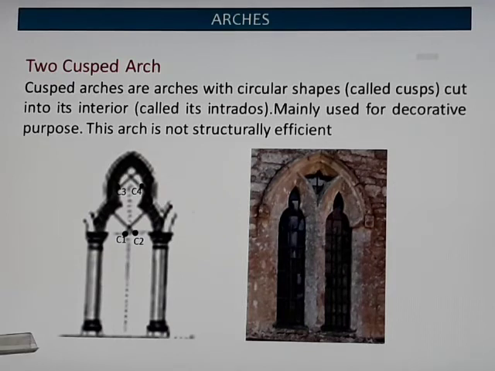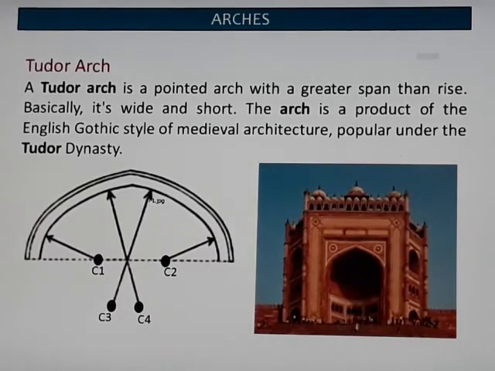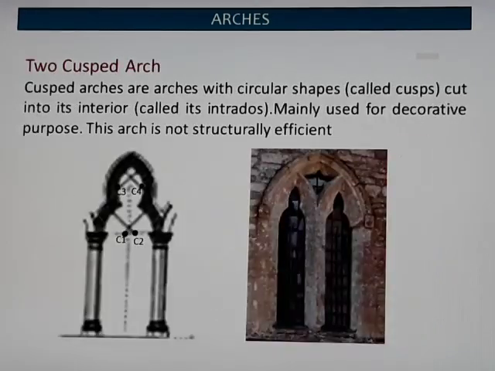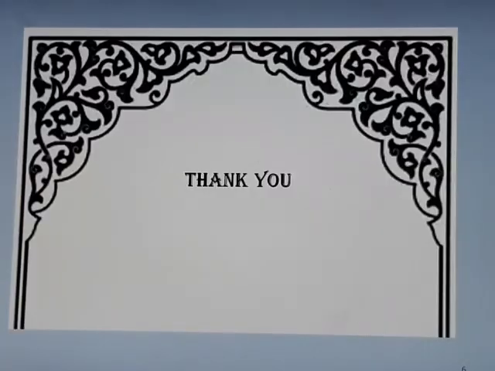This is the decorative variant of the four-centered arch, and the first two were the structural variants. In all we have studied three types of four-centered arches. First was the Tudor, second the Venetian, and third the decorative variant, the two-cusped arch. So here we sum up our study of the four-centered arches.